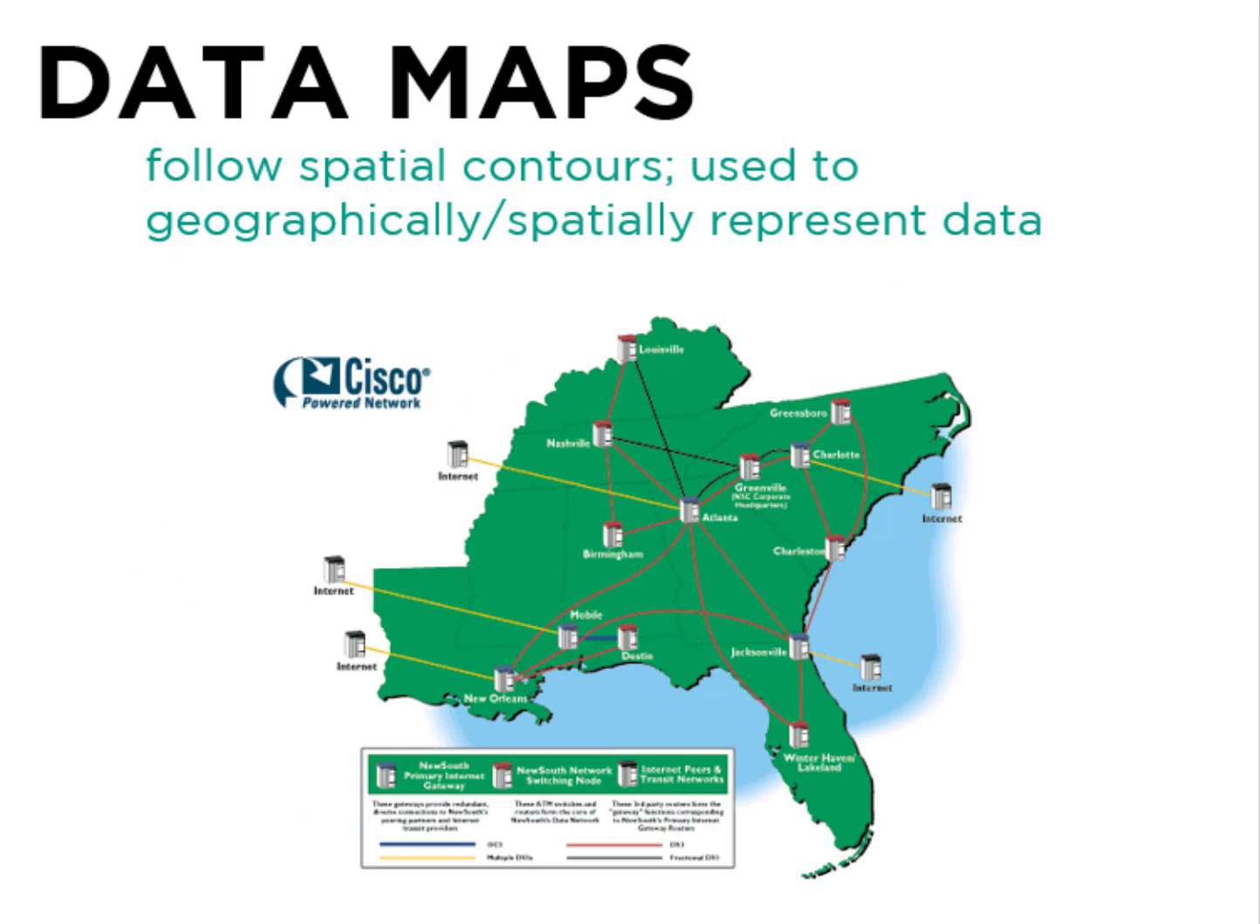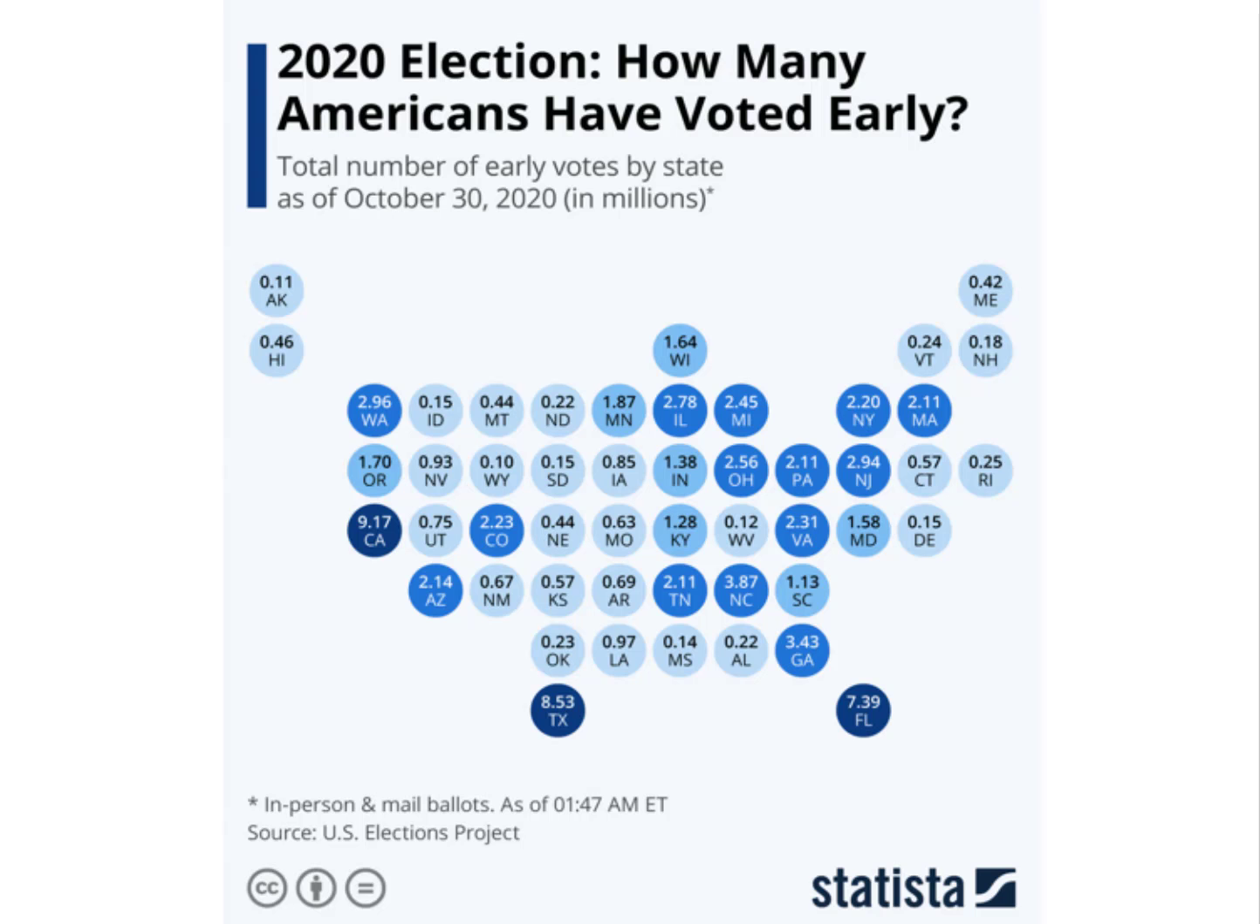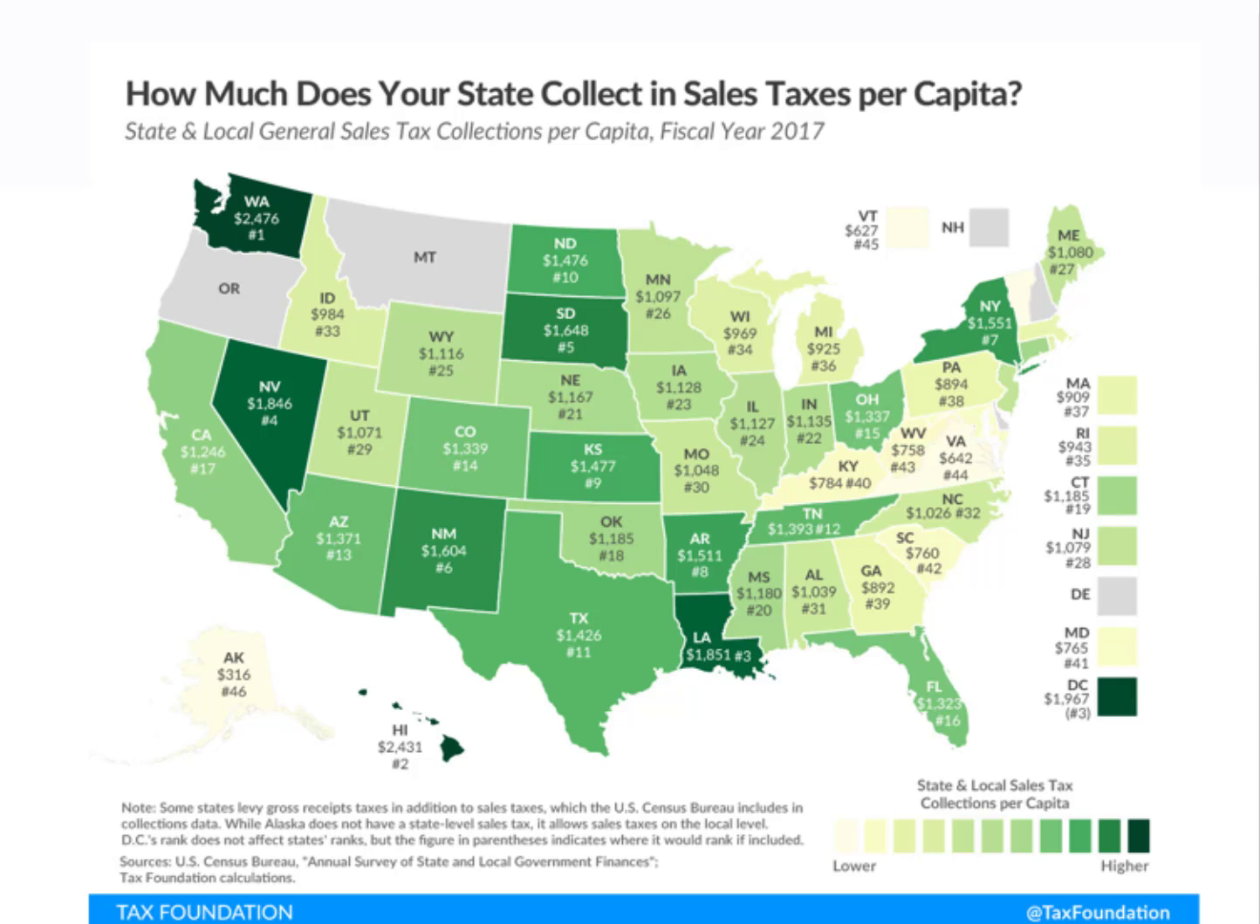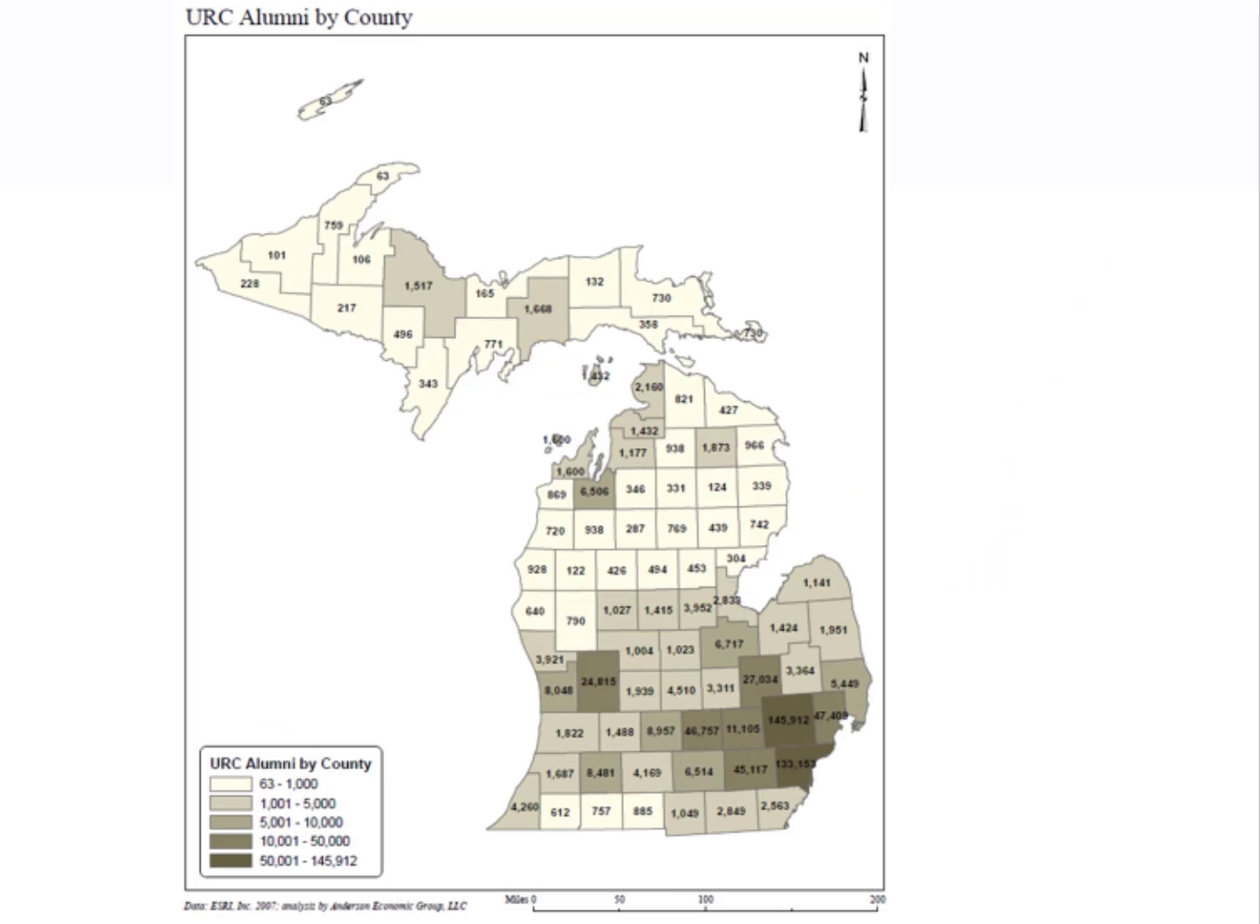Data maps use space to visually represent data. Here we have one showing the number of millions of people who voted early in the 2020 election. And another showing 2017 data about how much each state collects in sales tax per capita. And another showing the number of University Research Corridor alumni in Michigan by county. And you really see a typical data map convention here. The more saturated areas or areas with higher numbers are presented in a darker color.